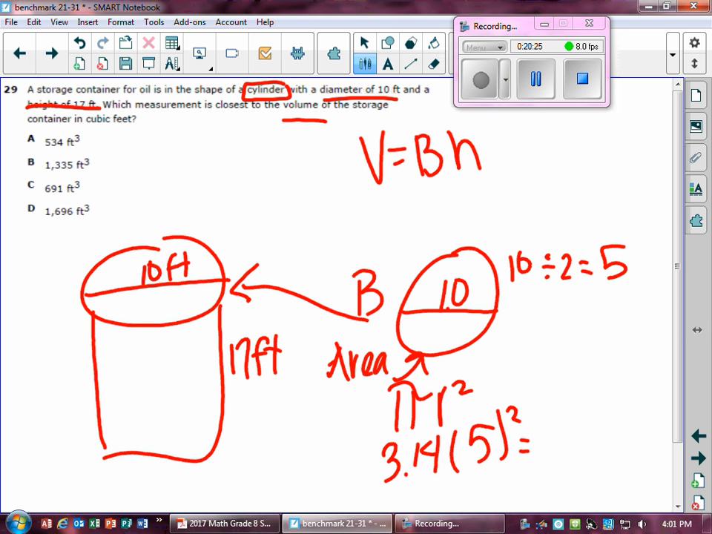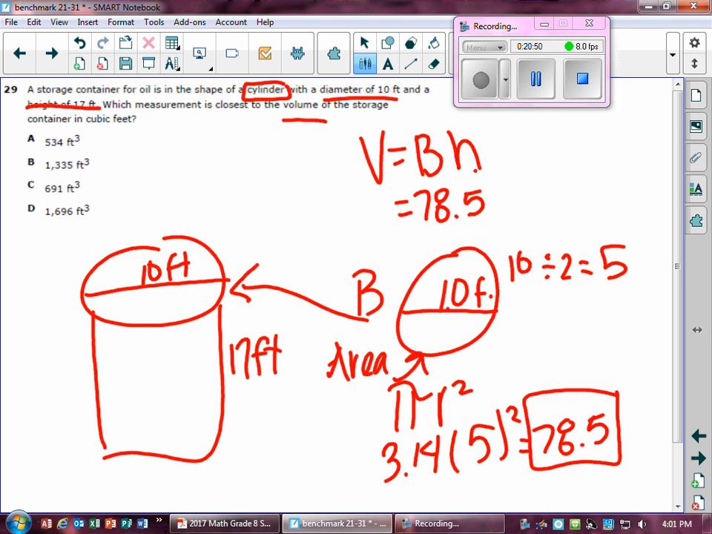In your calculators, you're doing 3.14 times 5 squared. You get 78.5. That is our area, 78.5 feet squared. Okay, so we found our big B. Our big B was the area of the base, 78.5 feet squared. So we go back and plug it in.